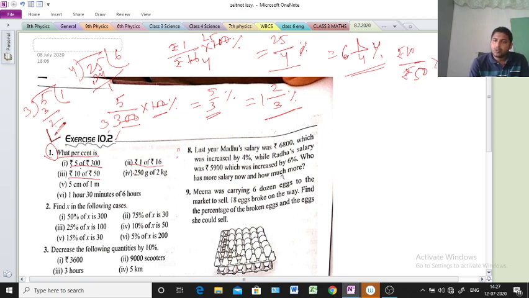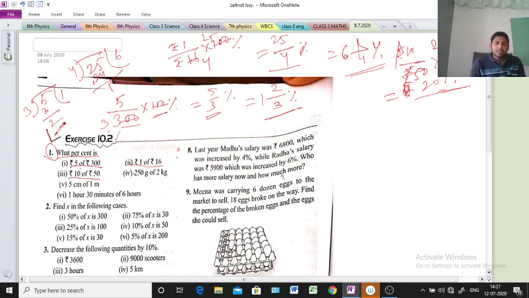Into 100. Understood? Now cancel. 50 twos are 100, that means 2 into 10, which means rupees 20. Here the rupees sign won't come because rupees also gets cancelled. Only 20% will come. Understood everyone? Clear? Okay, so I hope you can do it also.